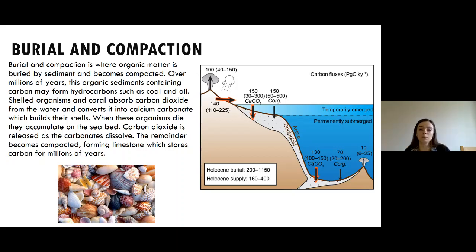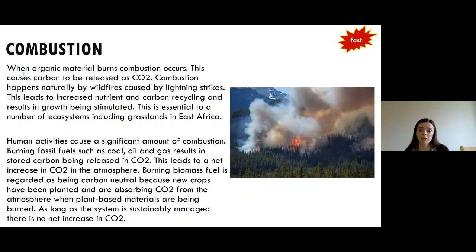Okay, here we have combustion. This is a fast pathway. When organic matter burns, combustion occurs. This causes carbon to be released as CO2. Combustion happens naturally by wildfires caused by lightning strikes. This leads to increased nutrient and carbon recycling and results in growth being stimulated. This is essential to a number of ecosystems, including grasslands in East Africa.